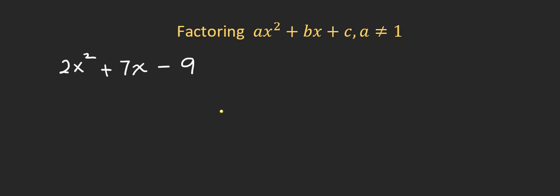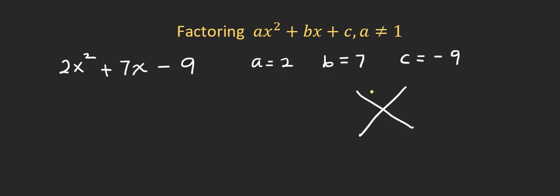In this video, we're going to factor trinomials such that a is not equal to 1. So we have 2x squared plus 7x minus 9. Our a is 2, b is 7, and c is negative 9. Using the x method, a times c is 2 times negative 9, which is negative 18. And then b is 7.